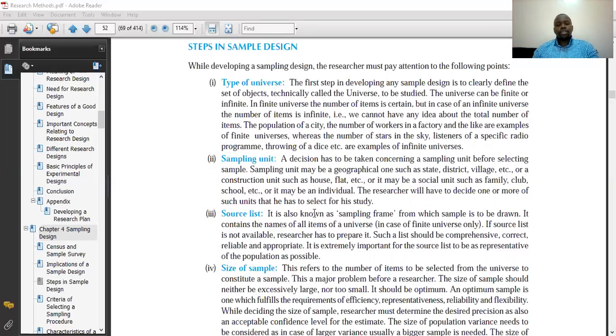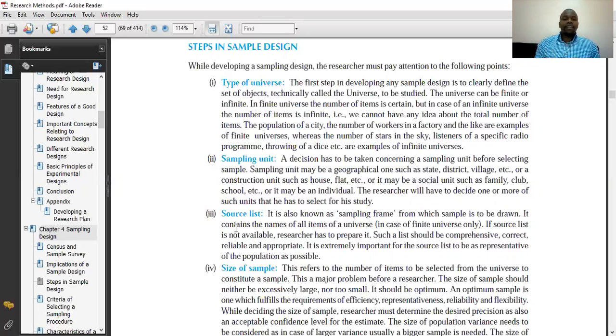Then what is a source list? A source list is also called a sampling frame. A source list normally is associated with a finite universe. A source list is a list of the names of the items in that sampling unit. And again, I repeat, it is associated with a finite universe, not an infinite one.